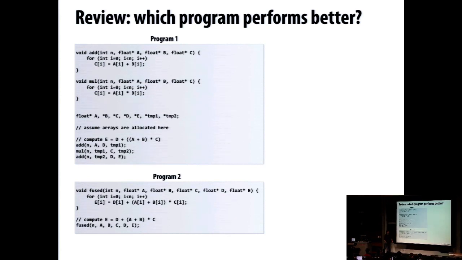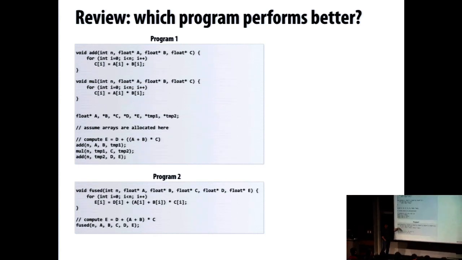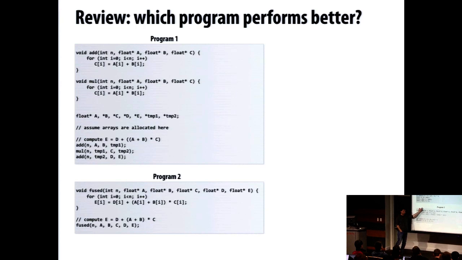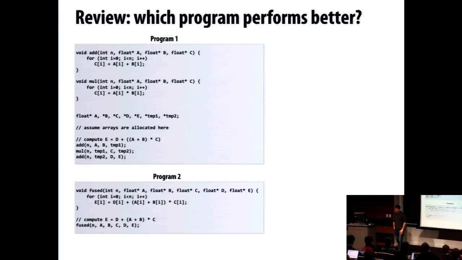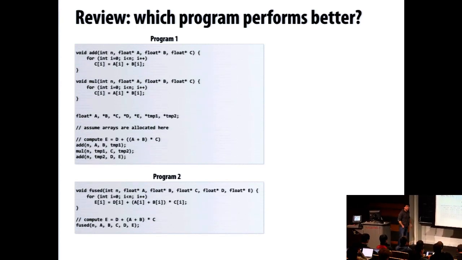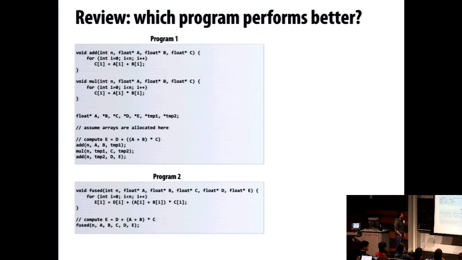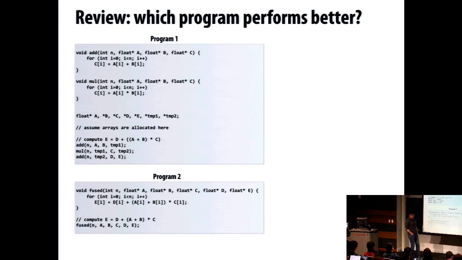But point taken, absolutely. If we had more intermediates than might fit in the register file, we would spill out to the L1, and we would immediately reuse that. Yes? There's also the overhead of function calls. There's the overhead of function calls, but presumably n is pretty large here, so I wouldn't worry about that too much in this particular case. There's more data around in the first program than in program 2.